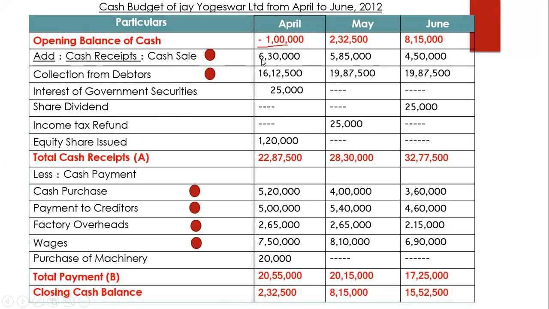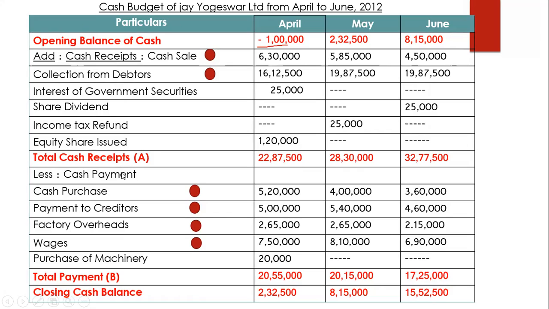Okay, so now we can do the total of cash receipts. Now be careful. Here we have to add 6,30,000 plus 16,12,500 plus 25,000 plus 1,20,000, and we have to minus from that 1,50,000. So our total will be 22,87,500. I have told you that we cannot make the total of cash receipts for the following months. We have to go one month at a time.